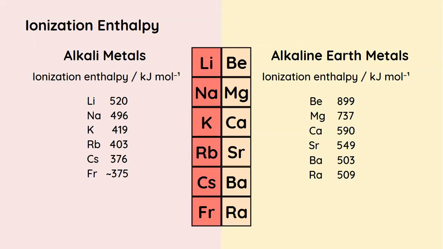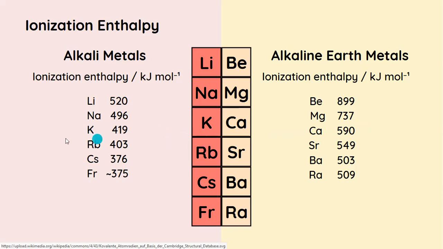Now, when we talk about alkaline earth metals, they are going to have a slightly higher ionization enthalpy than the ones in the corresponding alkali metal group. For example, for lithium it's 520, beryllium it's 899, sodium 496, and magnesium is 737. So there is a huge difference in terms of the ionization enthalpy.